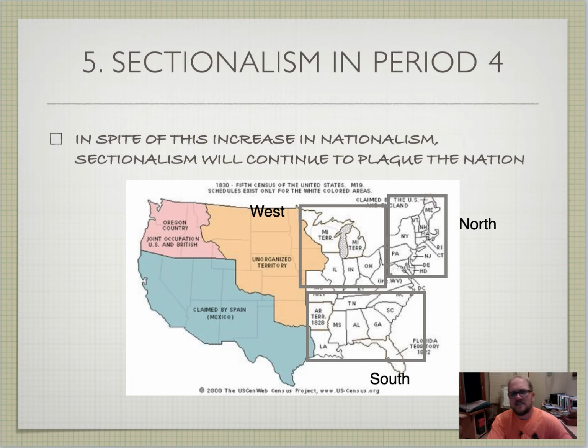Okay, rise in sectionalism, period 4. In spite of the increased nationalism, sectionalism will continue to plague the nation. Again, we have three distinct areas. We have the Northeast, up here by the New England area, we have the Deep South, and we have this New West area. And they all really had very different ideologies and different thoughts about how America should grow.